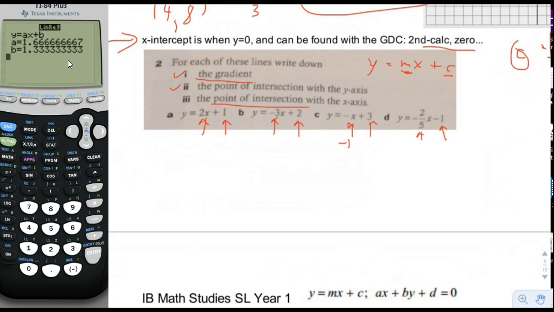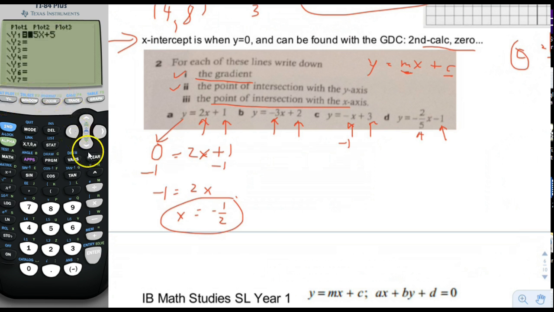Now, the point of intersection with the x-axis is not so easy. The way you would do that with algebra is you would say, hey, when is y equal to 0? So you set the y equal to 0, and then you solve for x. So like, you would do algebra here, you'd subtract 1 from both sides, you get negative 1 equals 2x, so x is equal to negative 1/2, right? Which is possible, but maybe if you're weak in algebra, it's kind of hard. So let's do the next 3 with the calculator.